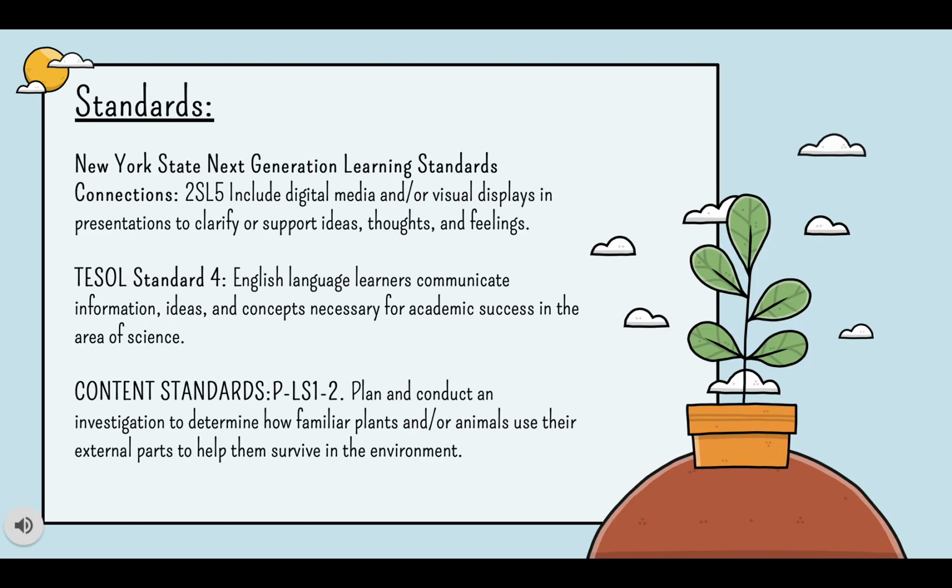The standards for this lesson are the New York State Next Generation Learning Standards Connections to SL5, including digital media and/or visual displays and presentations to clarify or support ideas, thoughts, and feelings. TESOL Standard 4, English language learners communicate information, ideas, and concepts necessary for academic success in the area of science. Content Standards: P-LS1-2, plan and conduct an investigation to determine how familiar plants and/or animals use their external parts to help them survive in the environment.